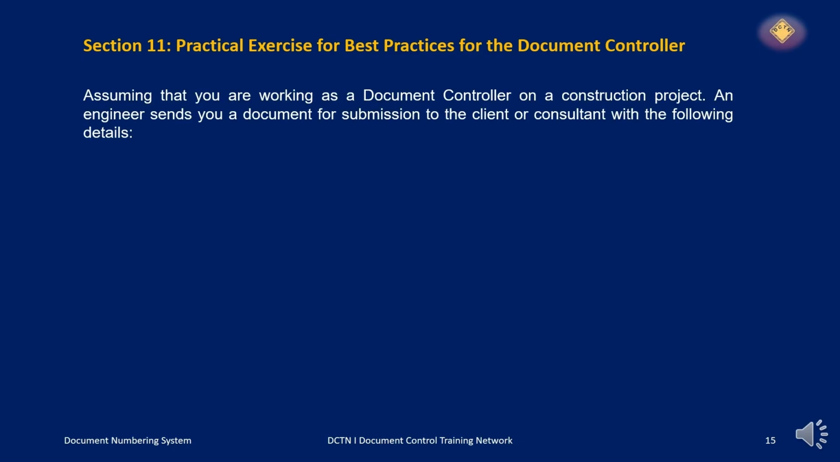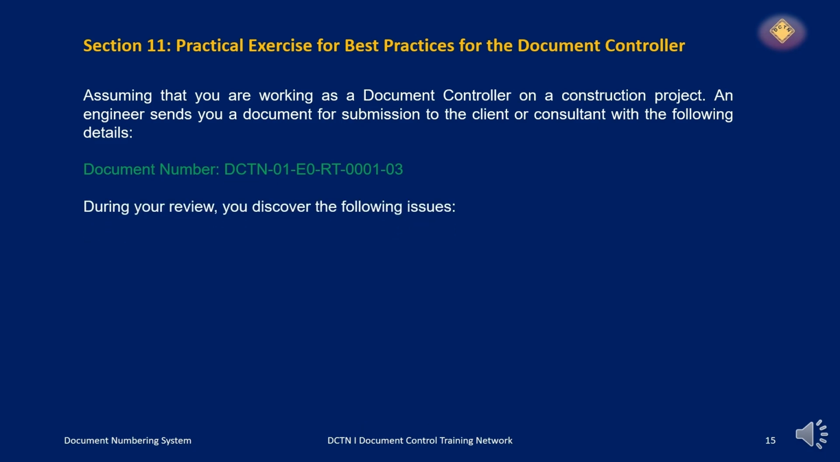Now let's see a practical exercise for best practices for the document controller. Assuming that you are working as a document controller on a construction project, an engineer sends you a document for submission to the client or consultant with the following details. Document number DCTN 01 E0 RT 0000103.